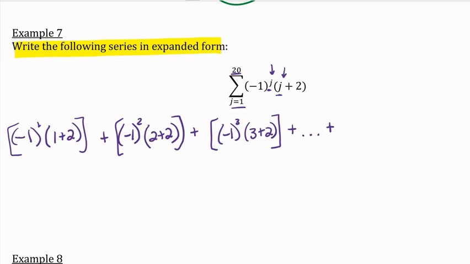Okay, so make my bracket. In the last term, I'd go negative 1. The last j I'm going to use is 20. And then 20 plus 2.